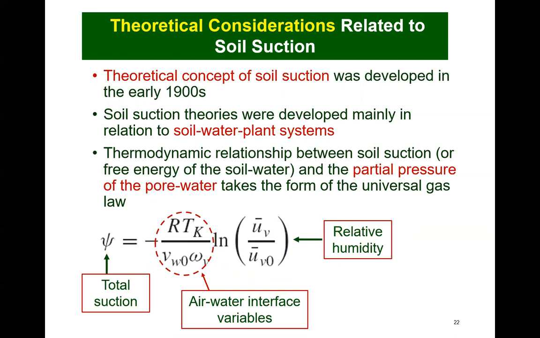Total suction can be related to the relative humidity of the soil through application of the universal gas law as shown in this slide. There appear to be only two main variables that affect the partial pressure in the air adjacent to a water surface. These are the tensile stress in the water phase and the amount of salts in the pore water.